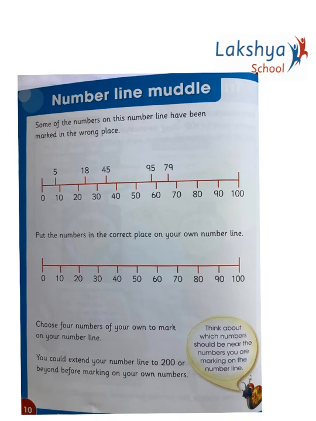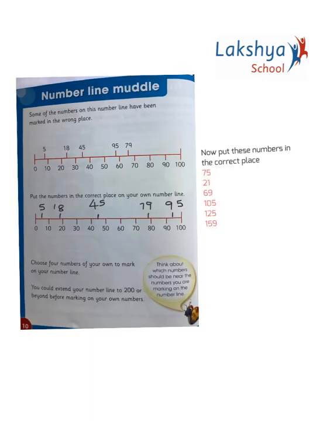Now, do place all these numbers on this number line in the correct position, and also you can work out a few more numbers and extend the number line to 200. Do create your number line up to 200 and mark these numbers on it.